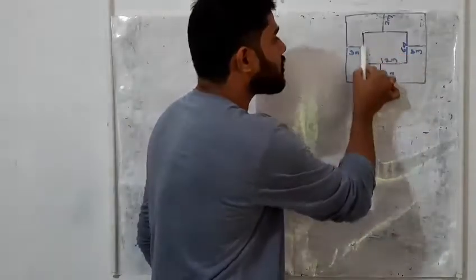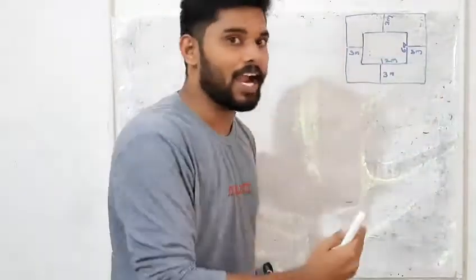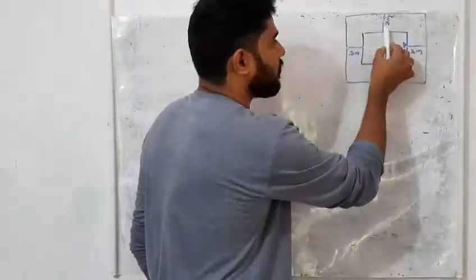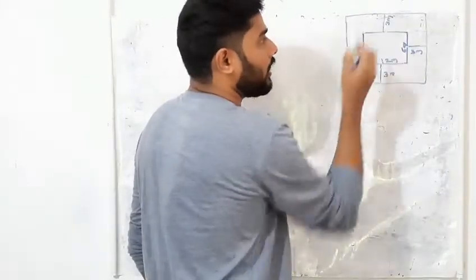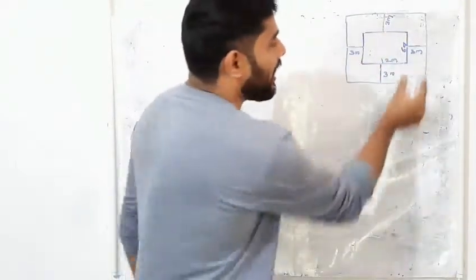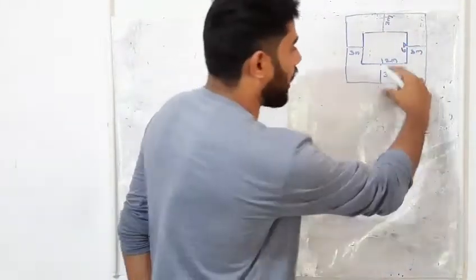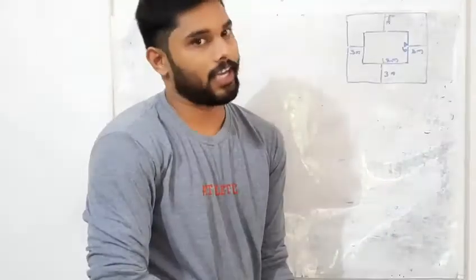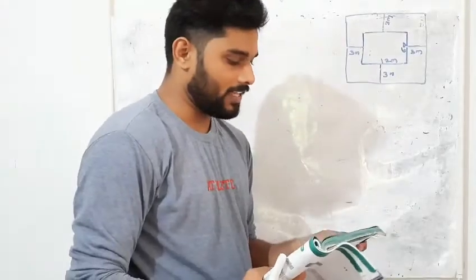So this small rectangle is the garden. This garden is surrounded by a 3 meter path. That means on all sides, from here to here, you can see another rectangle. From there to there, the distance is 3 meter. And from here to here, 3 meter. And here to here, 3 meter. And this side also 3 meter. Clear? Now, what is the area of the path?